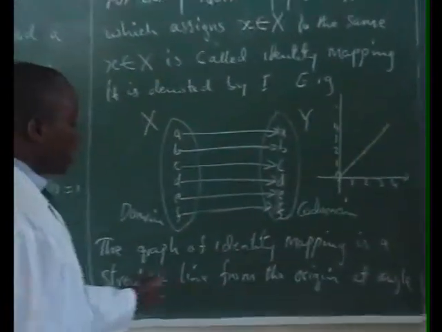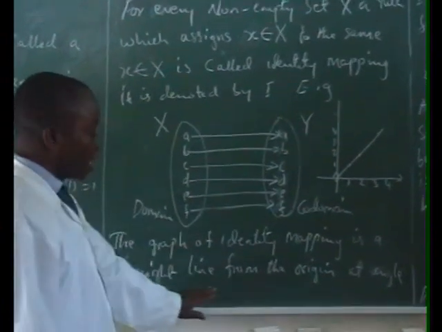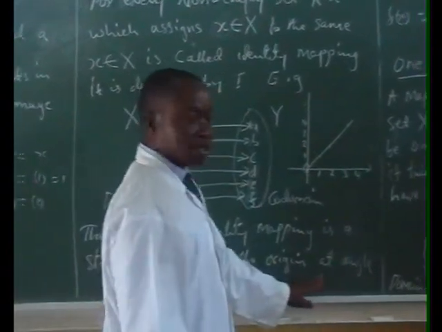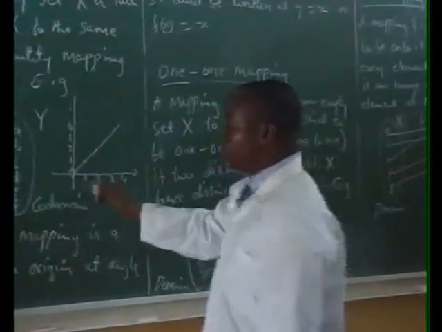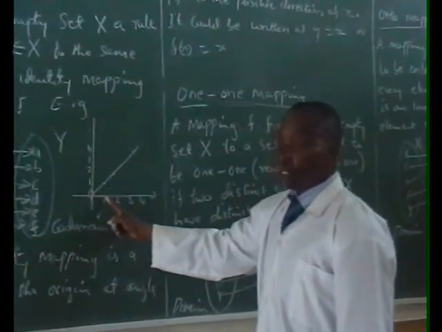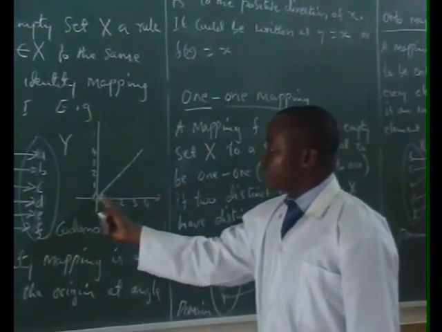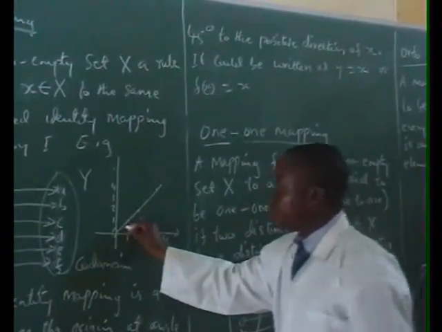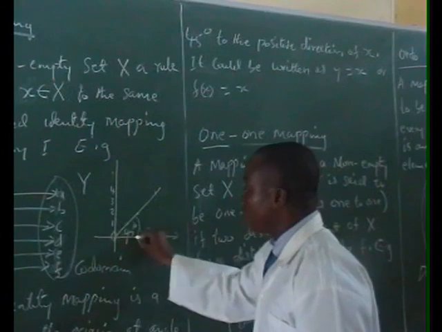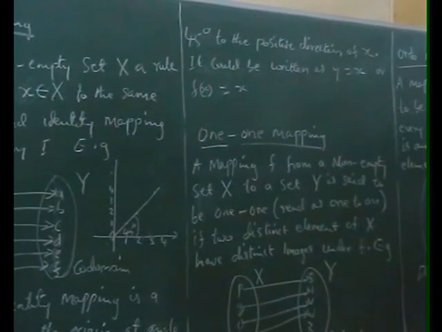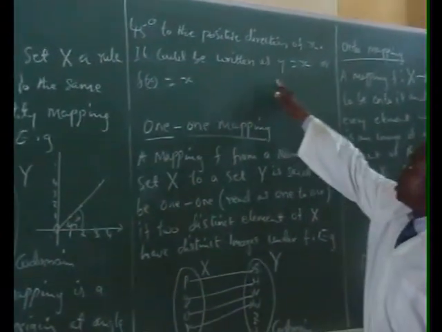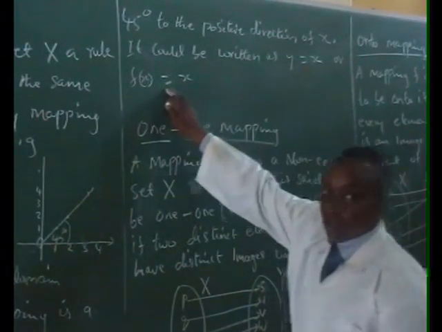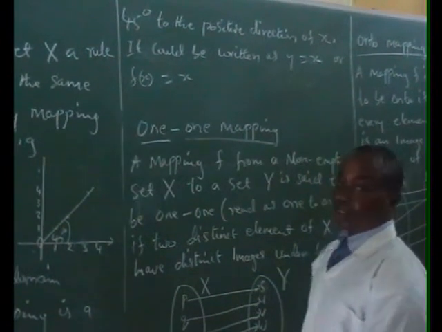Now, we say the graph of identity mapping is a straight line from the origin. We have seen it from the origin at angle 45. Of course, we know that from here to here is angle 90, so you see the straight line divides it equally. So it is angle 45 to the positive direction of x. Alright. Now, it could be written in this way, like I've shown you, or in this way. That is identity mapping.